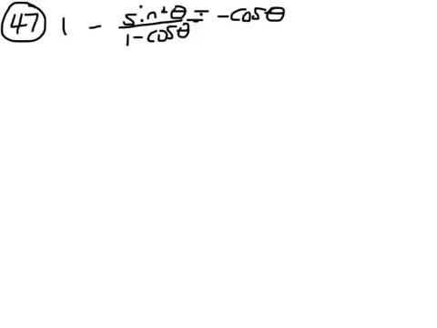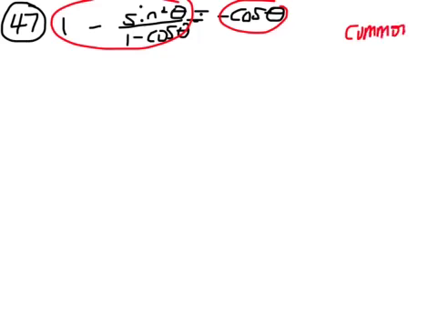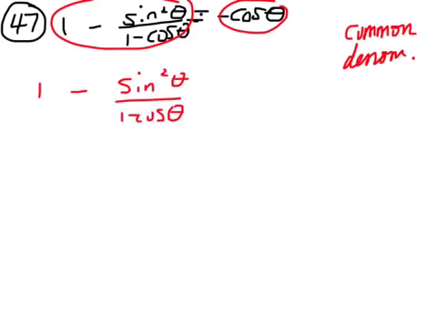A lot of times when I've got two terms over here and one term over here, I usually try to get a common denominator unless there's something else really obvious to do, and I don't really see anything that's all that obvious. I could turn sine squared into 1 minus cosine squared theta on the top, but that's just a bigger mess. So here's what I'm going to do. I'm going to take 1 minus sine squared theta over 1 minus cosine theta.